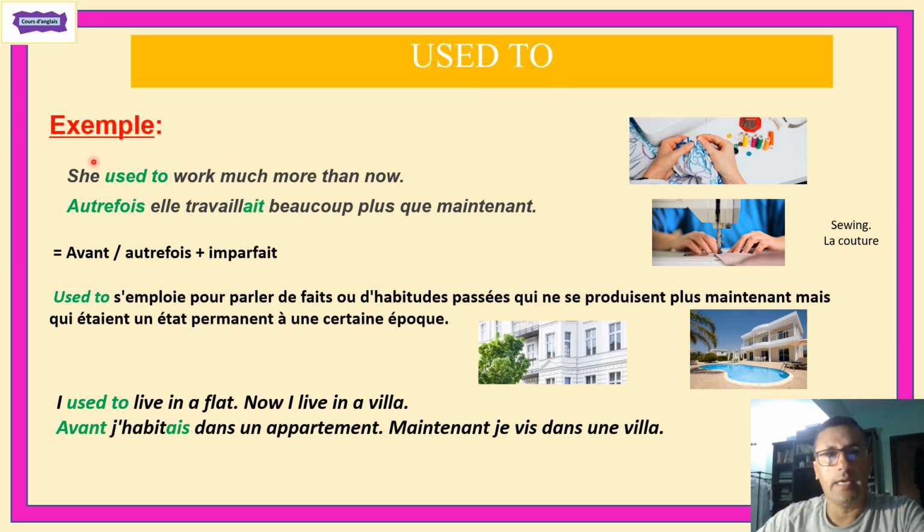Alors, used to. Exemple. On dit : She used to work much more than now. Qui veut dire en français, autrefois, elle travaillait beaucoup plus que maintenant. Égal, avant, ou bien autrefois, plus l'imparfait. Alors, used to s'emploie pour parler de faits ou d'habitudes passées qui ne se produisent plus maintenant, mais qui étaient un état permanent à une certaine époque.